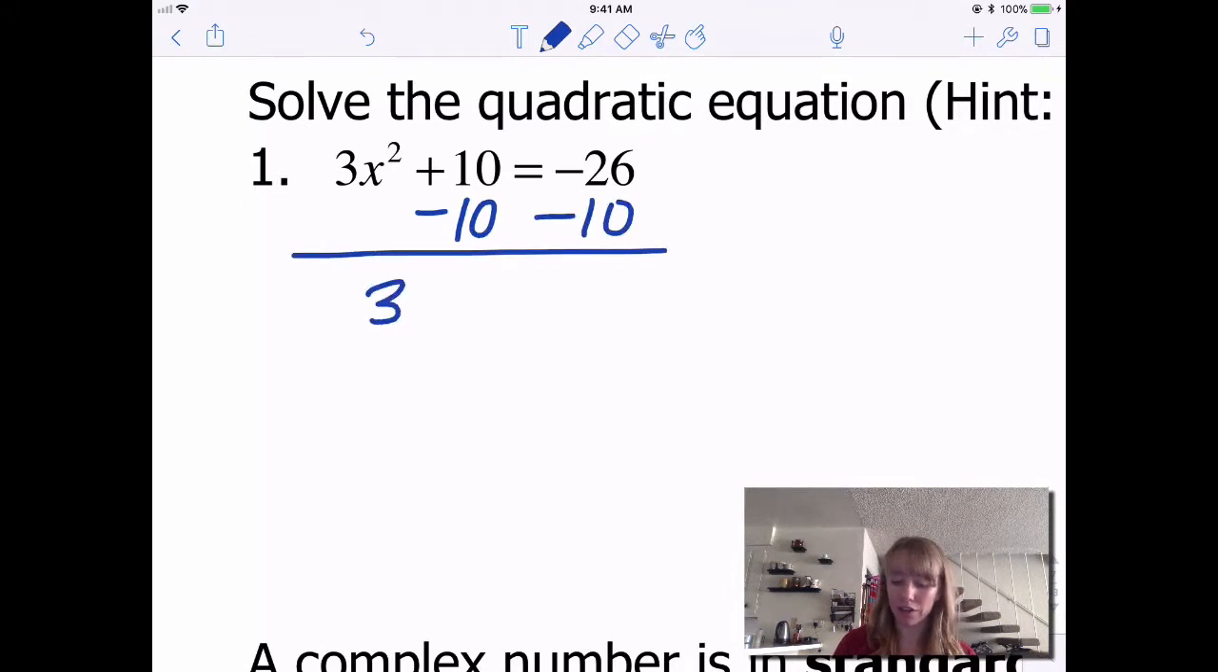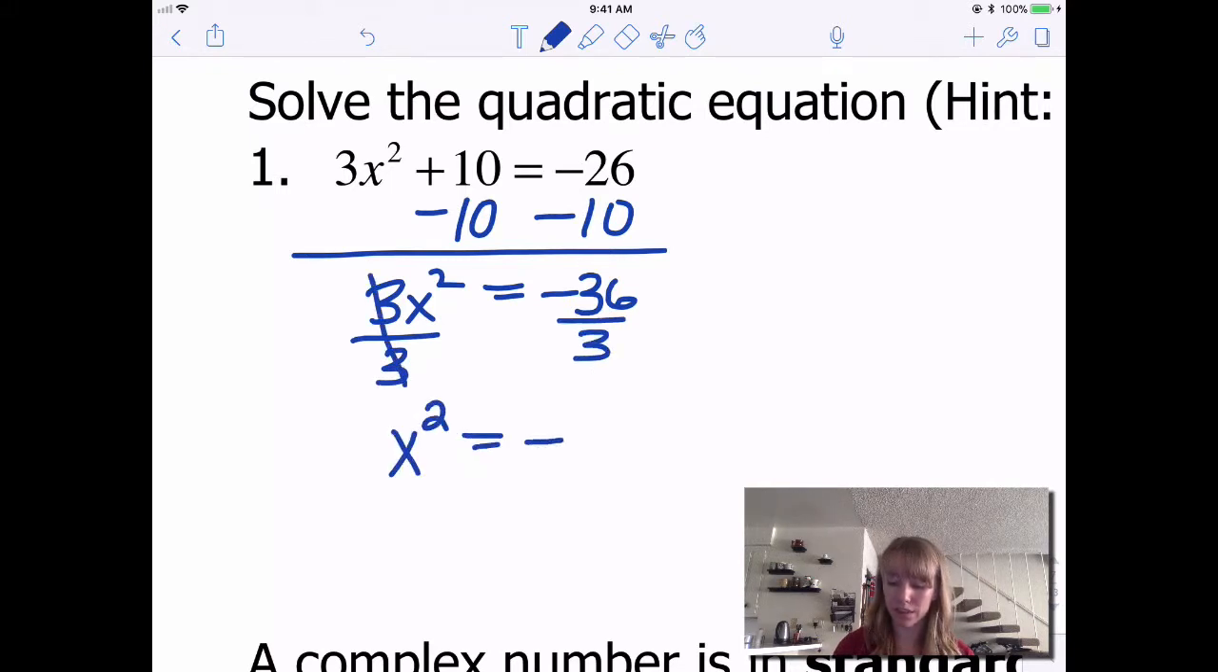I get 3x squared is equal to -36. I don't want to take a square root yet. I still have to divide by 3 on both sides. And I get x squared is equal to negative 12. Normally we'd say, oh, well, the square root of negative 12 doesn't exist. I've got to stop. But because of i, we can keep going.